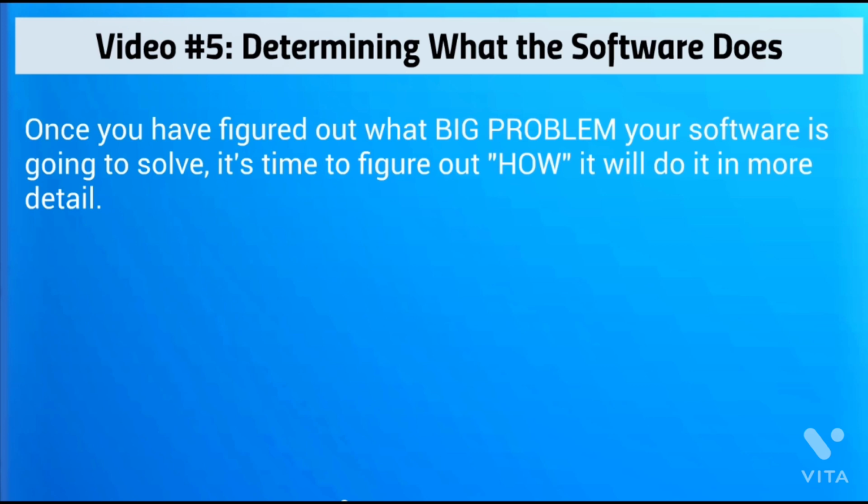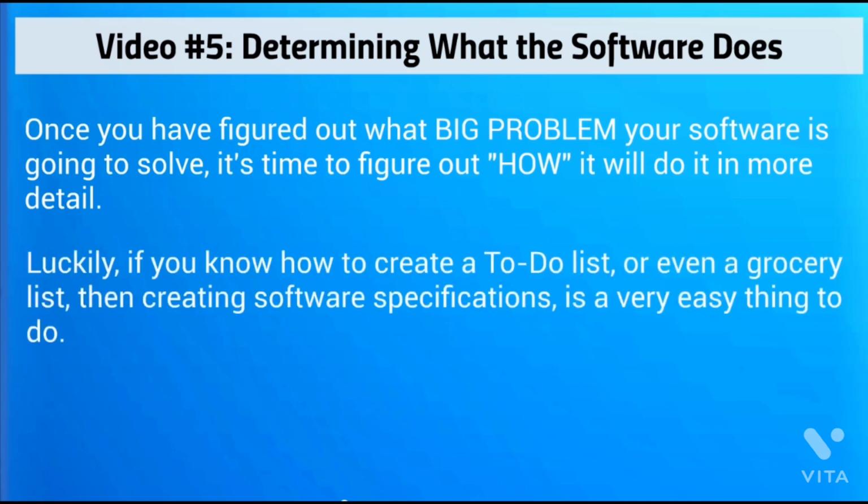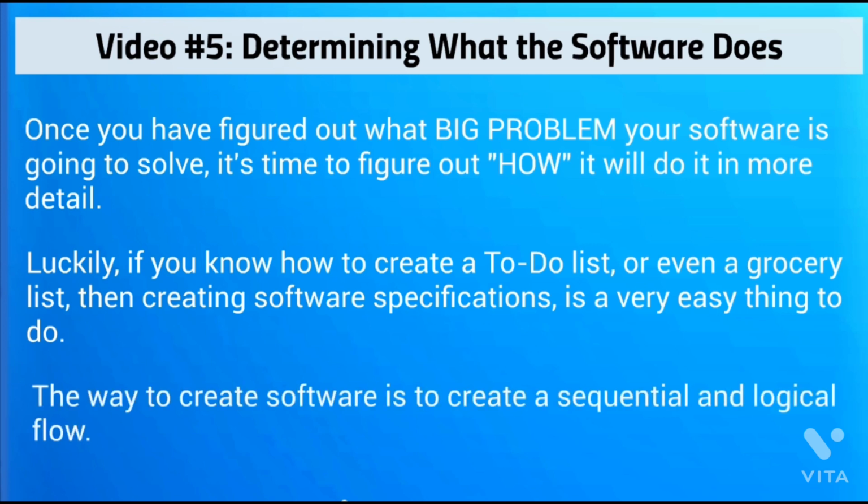So now we need to dig deeper further and create what we call a to-do list. And if you've created grocery lists, to-do lists, then creating software specifications is actually very, very similar. And it's actually a very easy thing to do once you have figured out what kind of problem it'll solve and how it will go about doing that. And that's what we're going to do in this particular video.